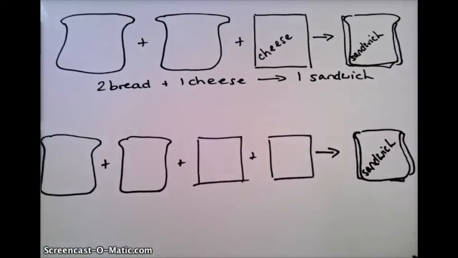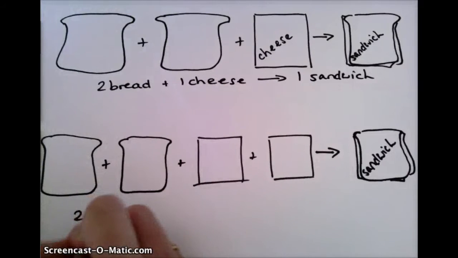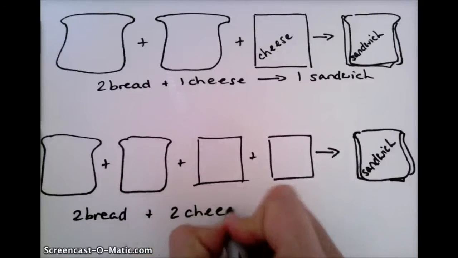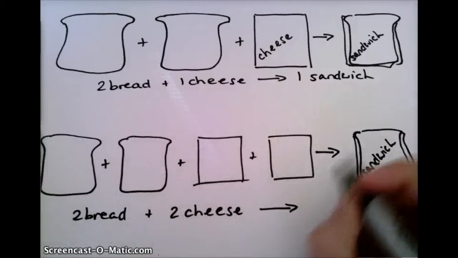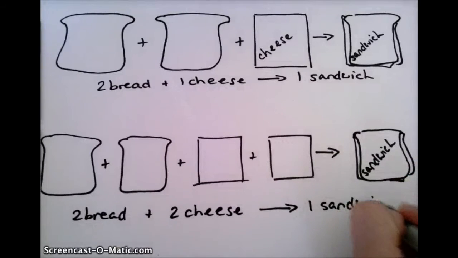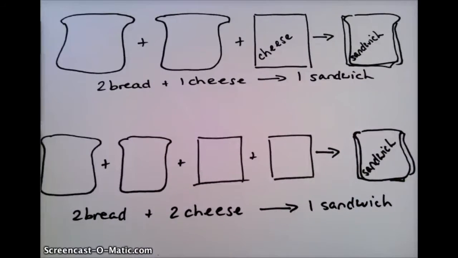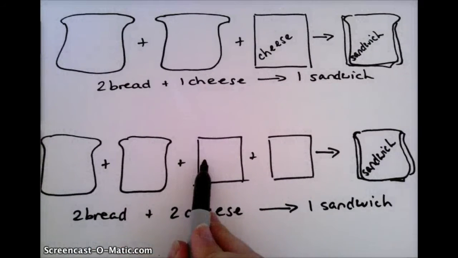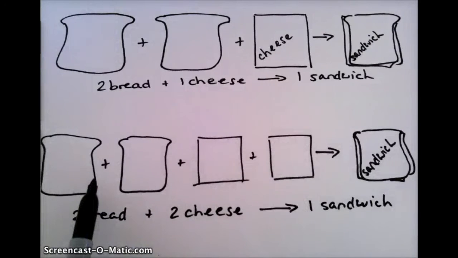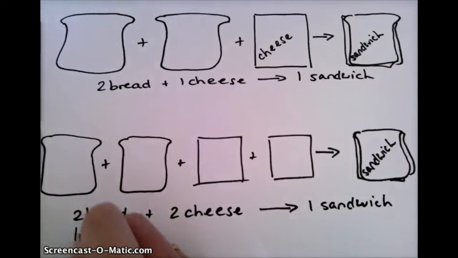But in our second example, now I have 2 slices of bread and I have 2 slices of cheese, but I'm still only able to make 1 sandwich. So just like in the tea example, even though I've got more cheese, I can't make another sandwich. And let's consider why that is. I use the first 2 pieces of bread and the first slice of cheese to make the sandwich I have, and I've got leftover cheese.